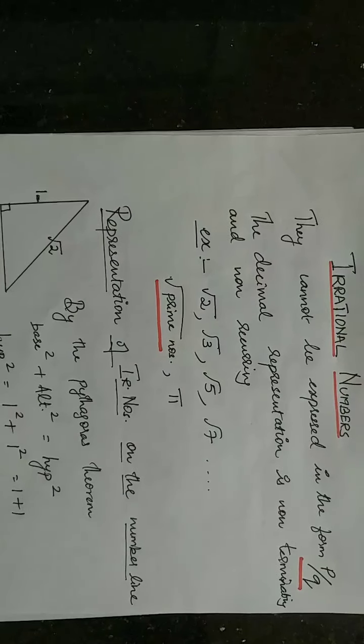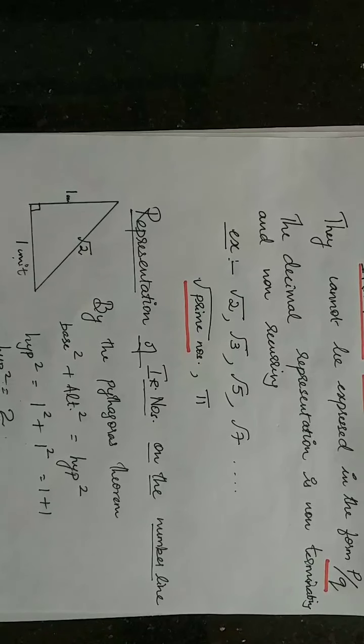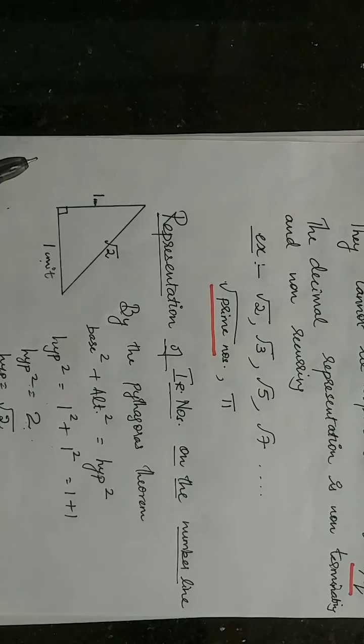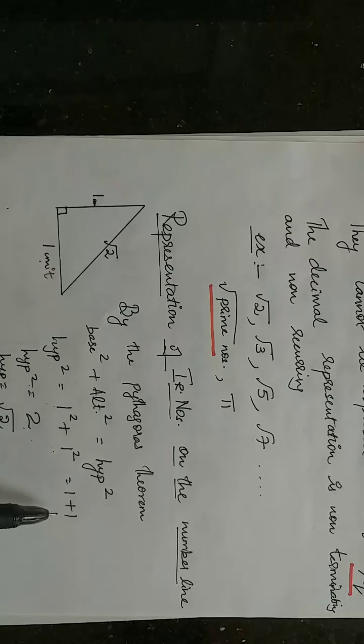Let us see. Before going into that, let us go back to the Pythagoras theorem and what it states. In any right angled triangle, the base square plus altitude square is equal to hypotenuse square. So let me take a triangle of 1 unit base and 1 unit altitude, and we get the hypotenuse as follows: hypotenuse square is equal to base square plus altitude square. That means 1 square plus 1 square is equal to 2. Therefore, hypotenuse is equal to root 2.